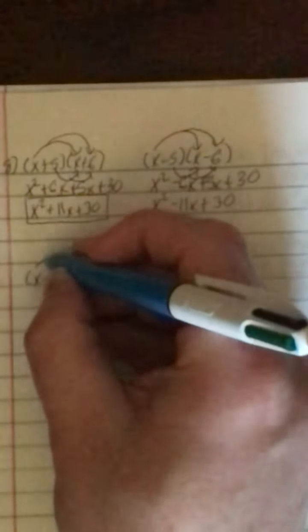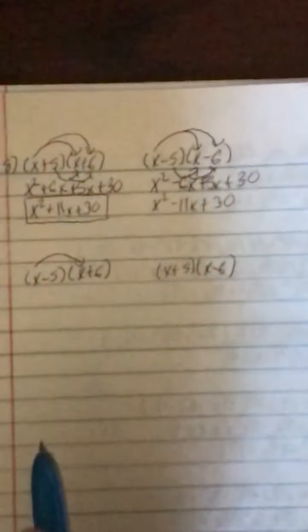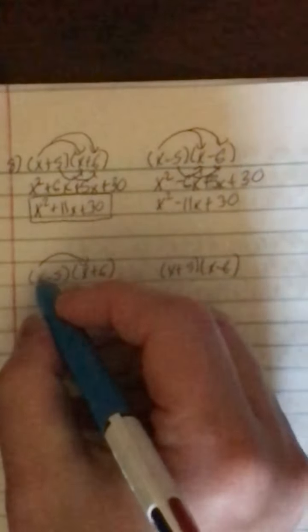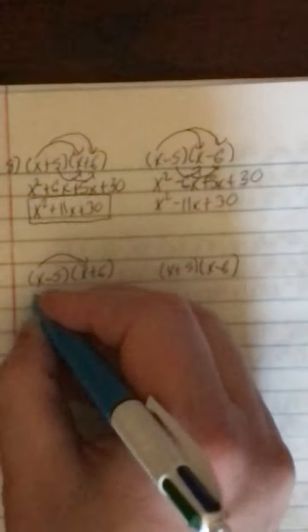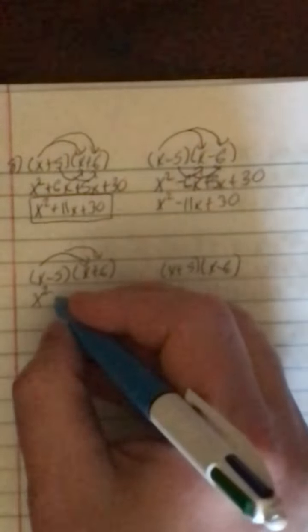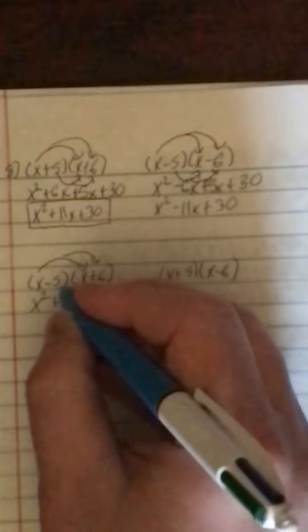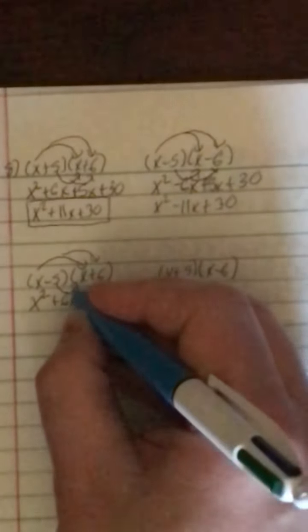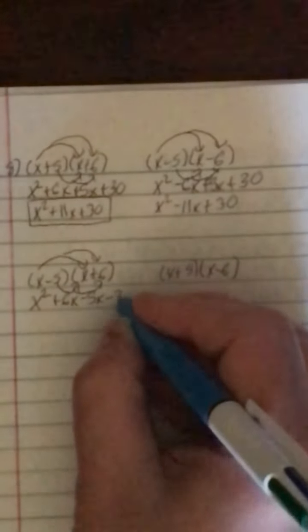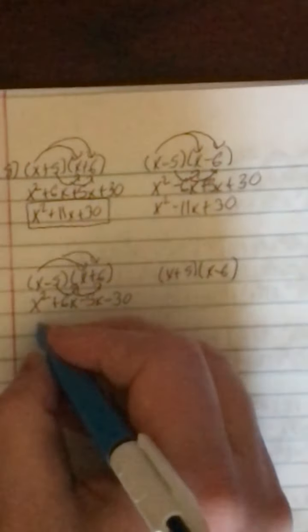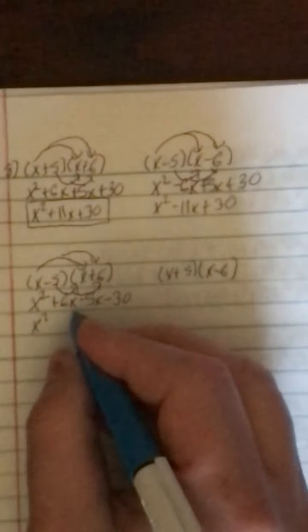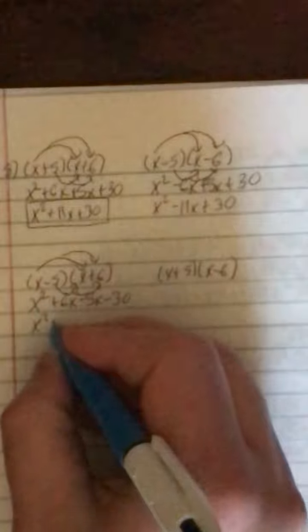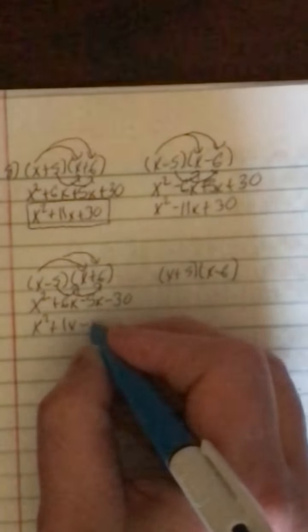Alright, we do the exact same problem again, but this time we have a negative 5 and a positive 6. Again, x times x is still x squared. That's not changing. It's still not 2x. X times 6 is plus 6x. Negative 5 times x is negative 5x. And negative 5 times 6 is negative 30. X squared plus 6 minus 5. Well, that's plus 1x minus 30.